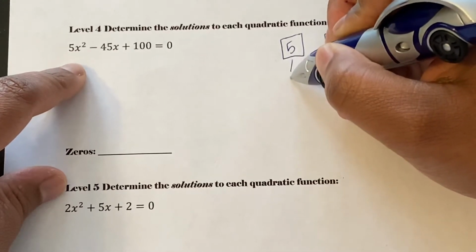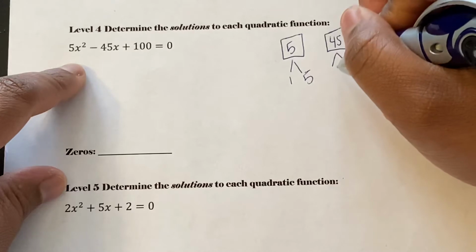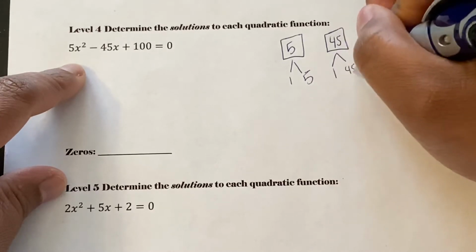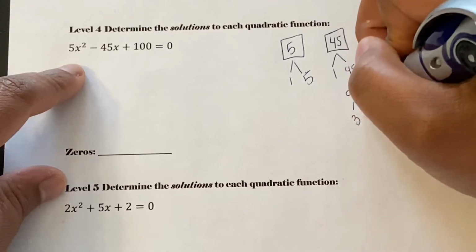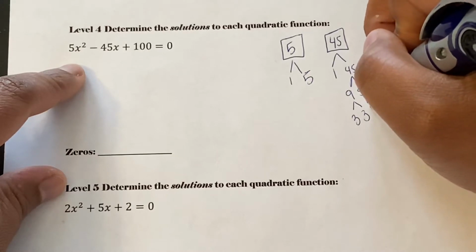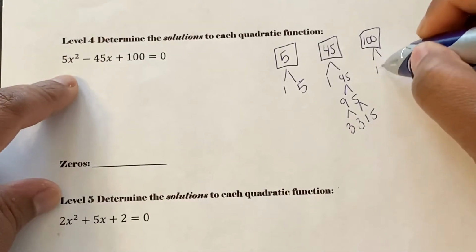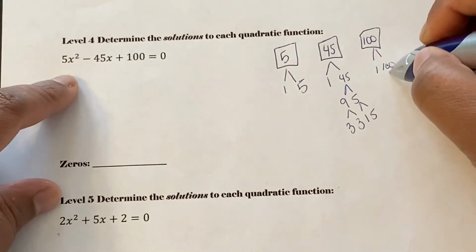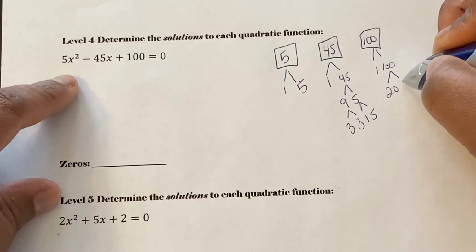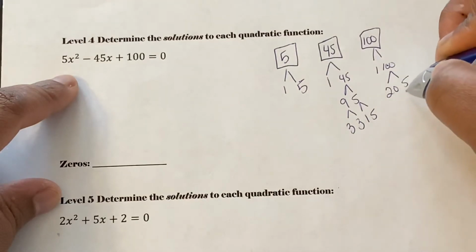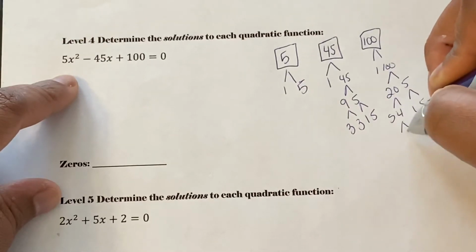Factors of 5 are 1 and 5. That's it. The factors of 45 are 1 and 45, 9 and 5, 3 and 3, 1 and 5, okay? And then the factors of 100 are 1 and 100. We can say 20 and 5, 1 and 5. And then here is 5 and 4. And then 2 and 2.